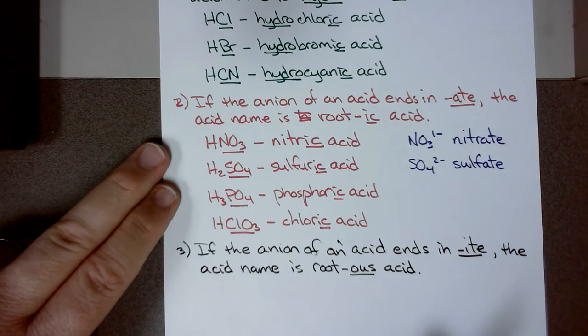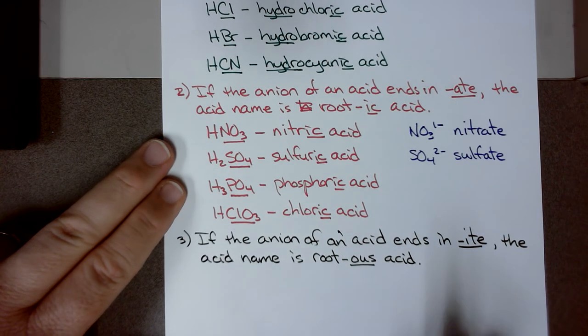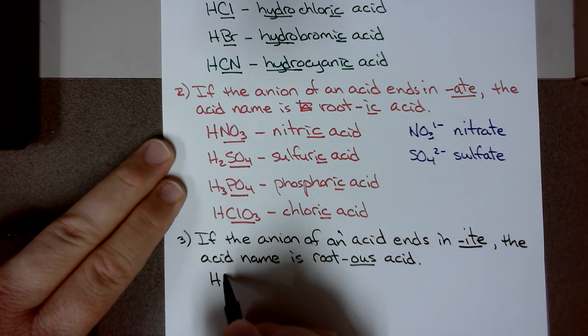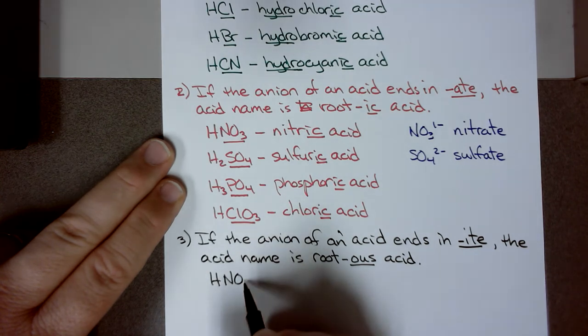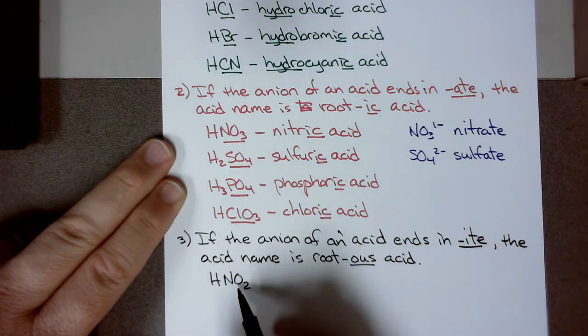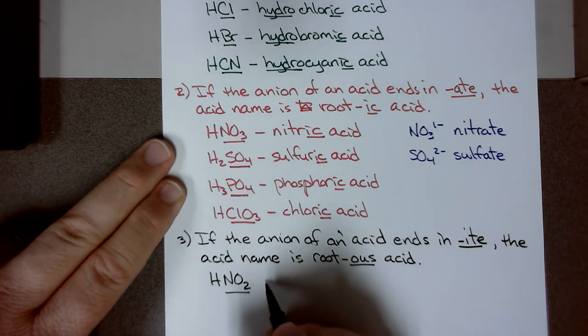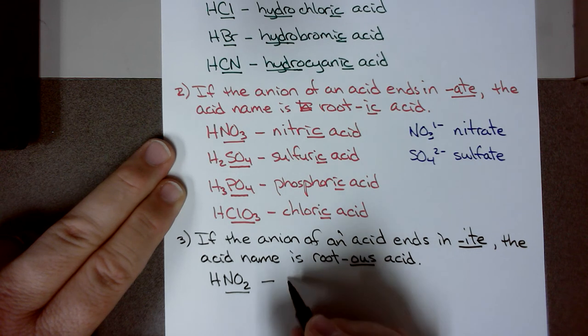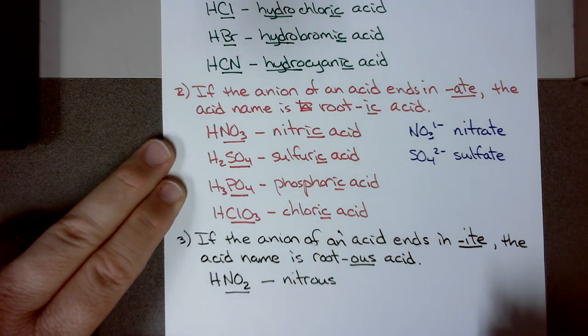And so let's look at some examples. If I have HNO2, remember that goes from nitrate to nitrite, that's nitrite. So ite to ous, so that'd be nitrous acid.